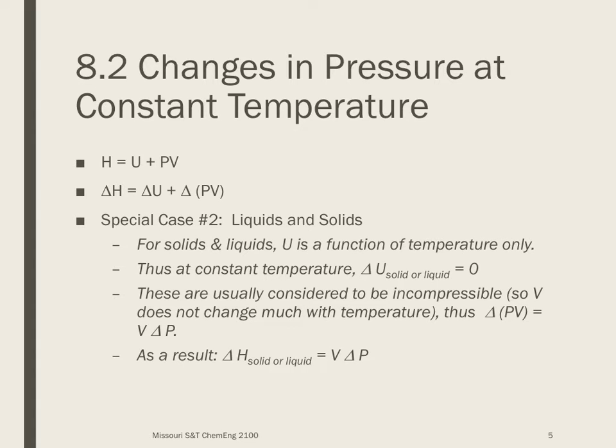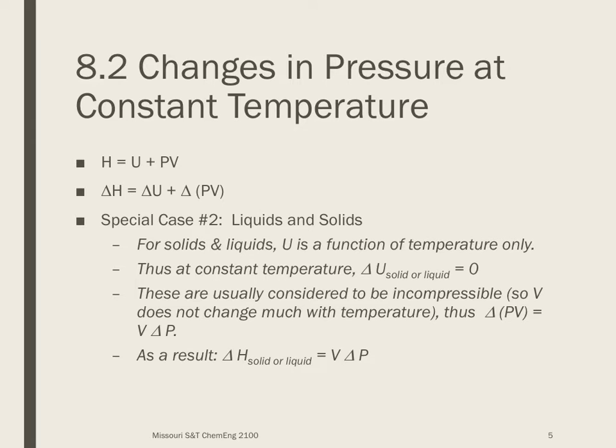Okay, another special case, liquids and solids. Again, for solids and liquids, U is a function of temperature only. There's some minor changes that can happen with pressure, but they're really not going to be noticeable on the kinds of scales that we can measure. So at constant temperature, delta U is going to be 0 for solids and liquids.